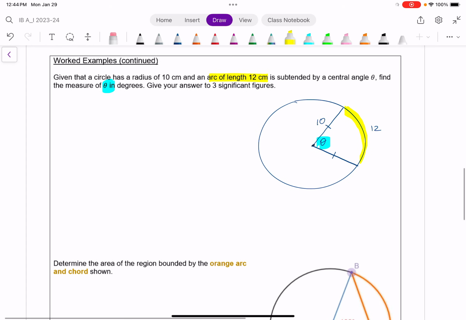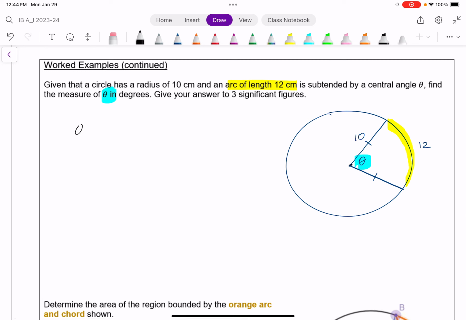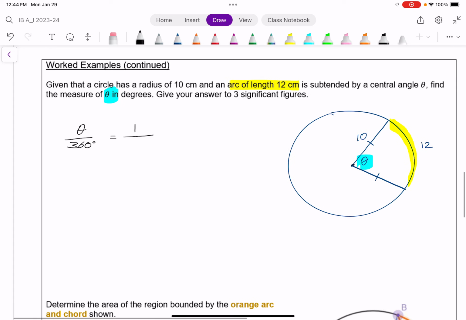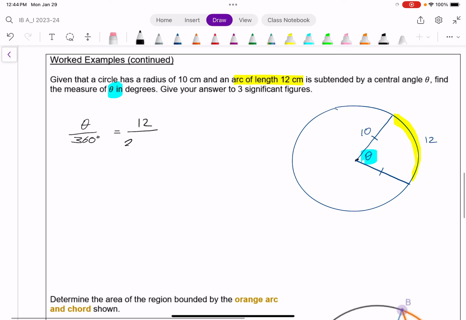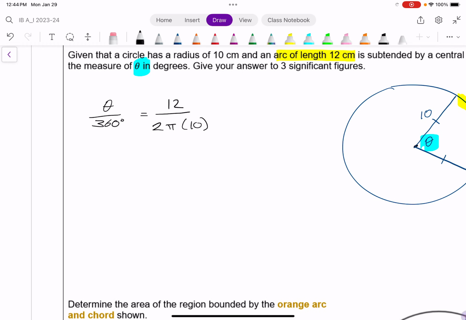So I don't know the angle, but I know that divided by 360 degrees should be proportional to the arc length, which I know, compared to the entire circumference of the circle, which is 2 pi times r, or in this case, times 10. And so if I solve for theta here, I pretty quickly get 12 times 360 degrees divided by 20 pi.